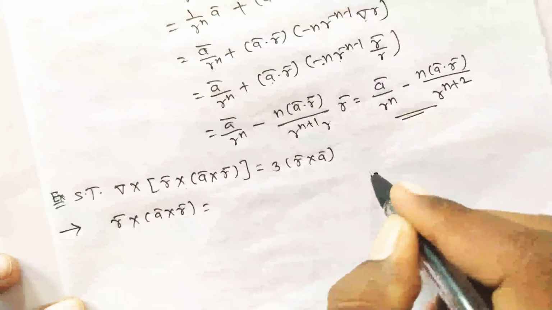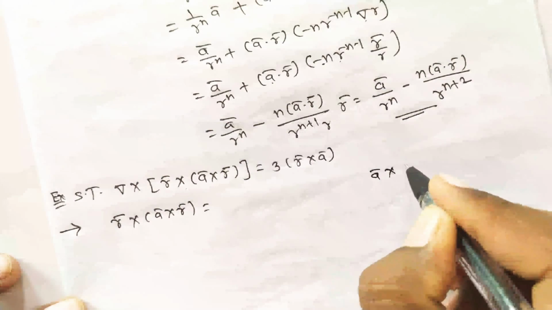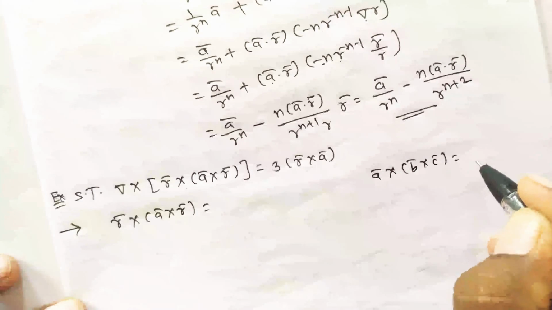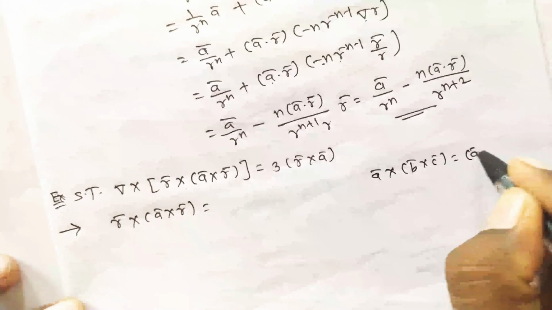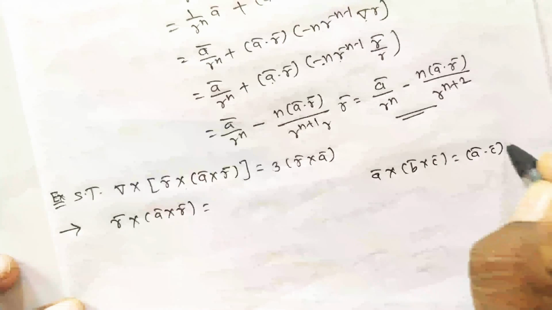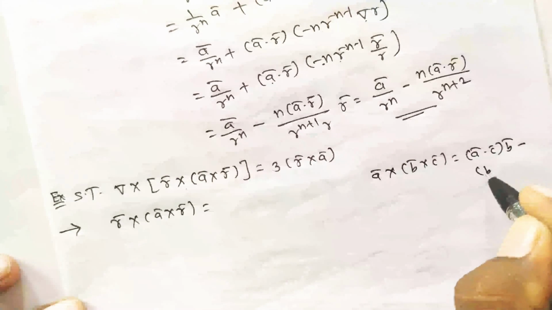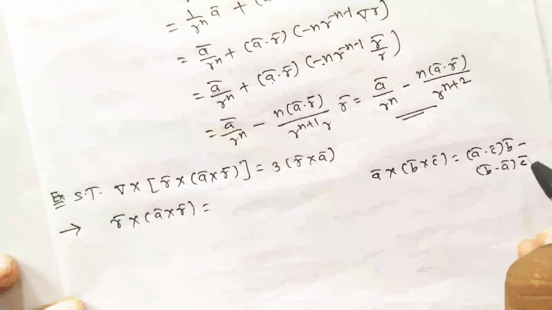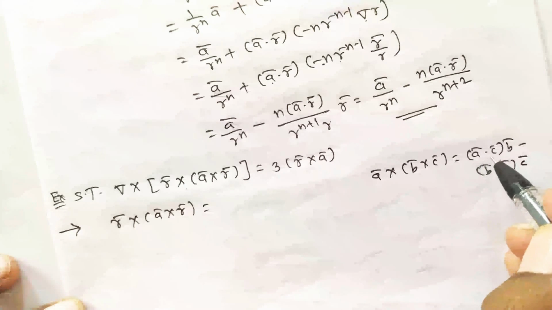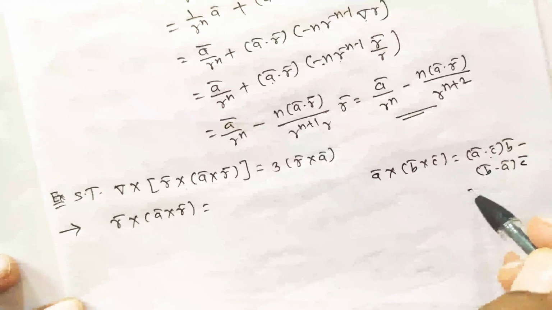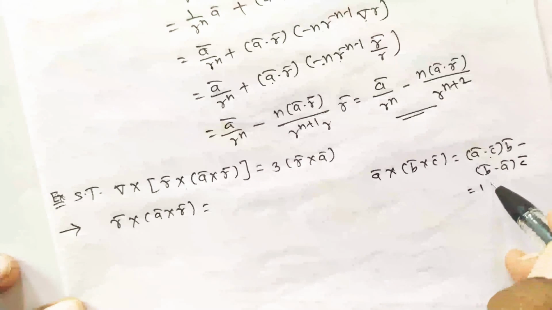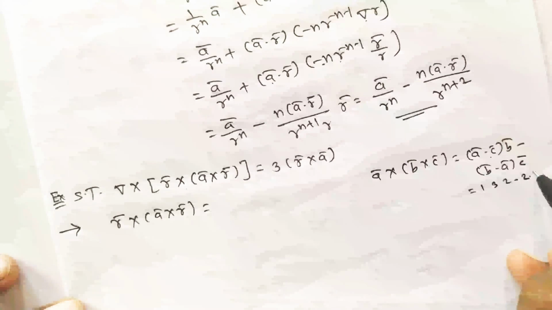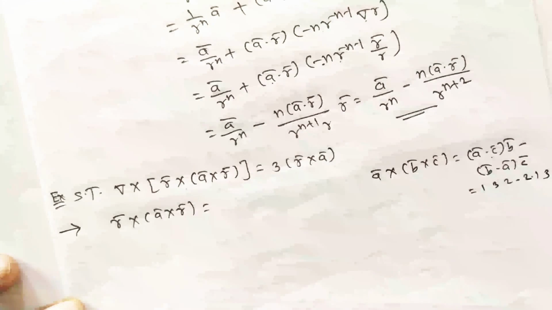Using the vector triple product. We know that the vector triple product a bar cross b bar cross c bar is equal to a bar dot c bar into b bar minus b bar dot a bar into c bar, that is 1 3 2 minus 2 1 3. How do we remember this? 1 3 2 minus 2 1 3, this way.